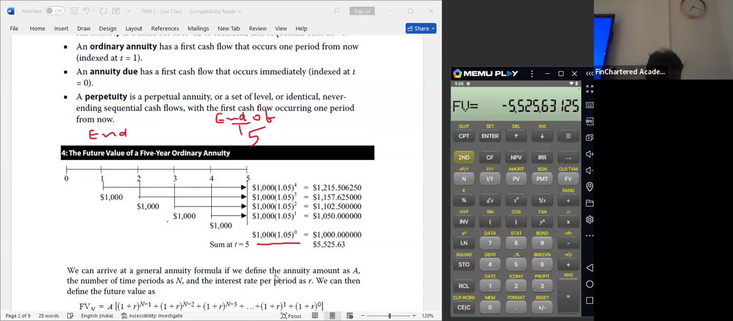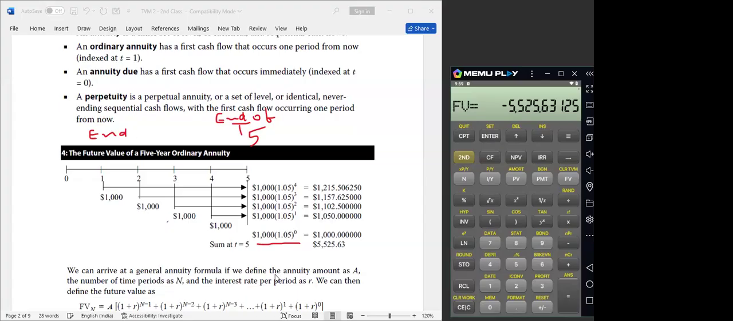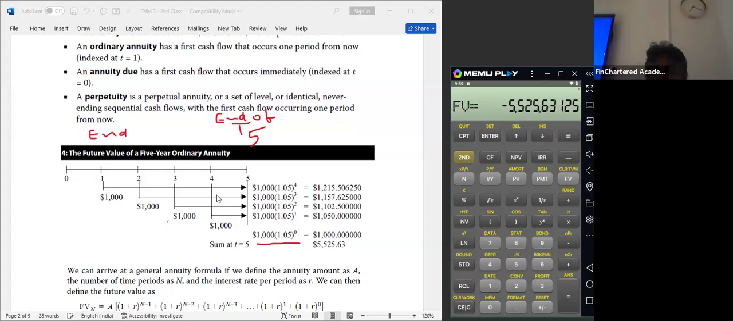Okay, done. Sure. Please tell me, Adlin, if you are also able to get 5525.63. Yes. Okay, fine. Now, this is by default assuming that the period is end of period.